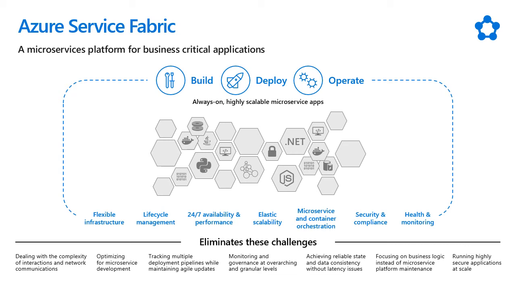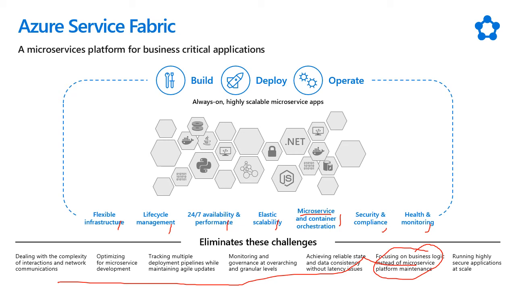We have the same tenets, the same flexible infrastructure. We take care of the lifecycle management. We take care of 24/7 availability and performance. You can scale up your application. You can do security and compliance, and health and monitoring is also included. Azure Service Fabric can do both microservice and container orchestration should you want to combine both of those. And you can read through this slide later on if you're listening to this via a recording. To eliminate all of these challenges, one of the challenges that we mentioned a while ago is that you want to focus more on business logic instead of microservice platform maintenance. This is exactly what we are trying to do here.